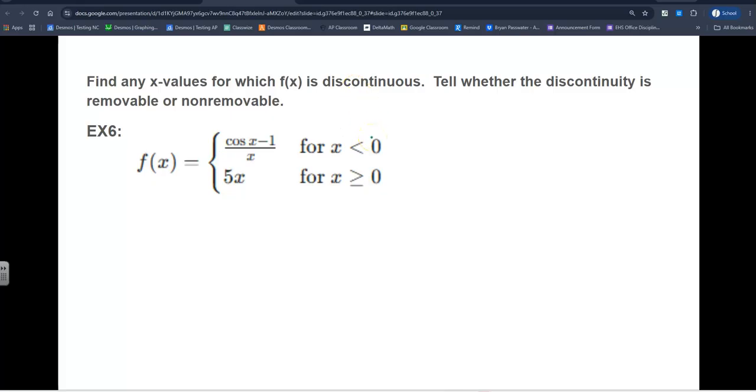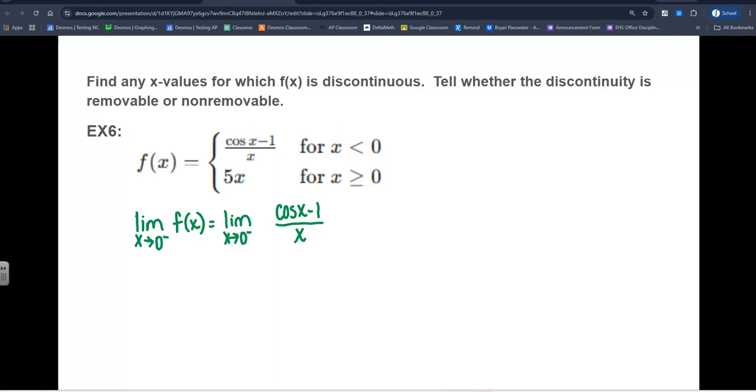0 is where we've got to check, right? So I think I did skip some trig stuff. We can do this the way I showed you the other day, though. We have the limit as x approaches 0 from the left of f of x. From the left, which function are we using? Top function or bottom function? Top. So we have cosine x minus 1 over x.